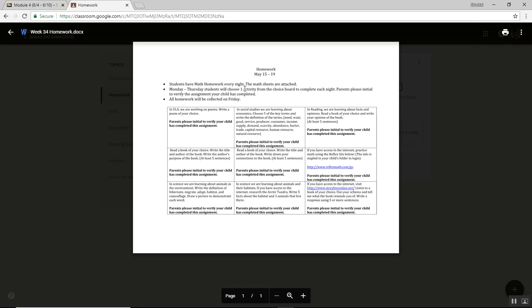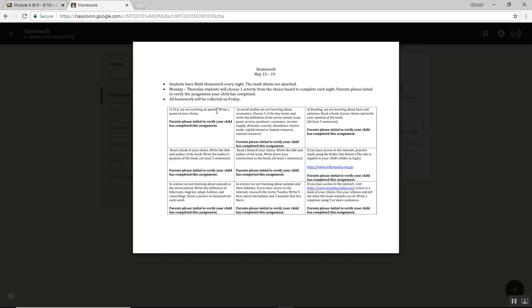Monday through Thursday, students would choose one activity from the choice board to complete each night. And the parents usually initial to verify the assignment has been completed, and I usually collected all the homework on Friday. And I may modify and edit that if I continue to use this homework choice board. But here, like I said, the math sheets would be attached, and usually I would get 4 sheets to go along with whatever math I'm teaching.